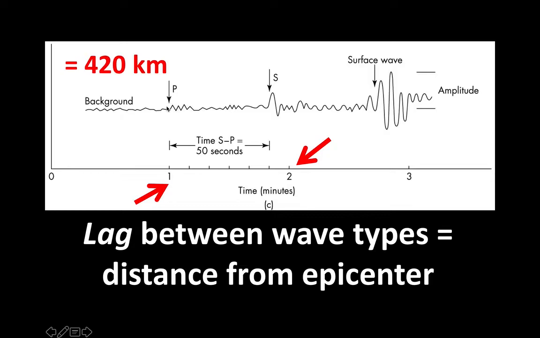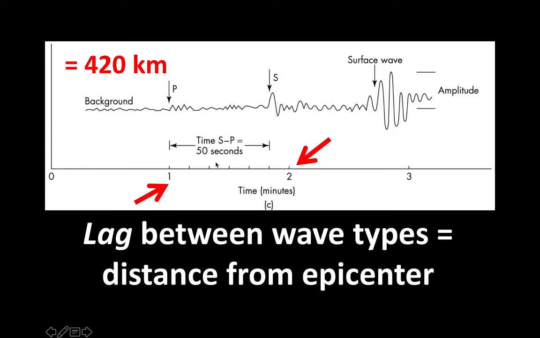So in this case, if there was a 50-second difference in arrival time, that means that the earthquake had to have occurred 420 kilometers away. Because these things have given, constant velocities, to have a 50-second difference, they will have had to have traveled 420 kilometers. If they've been traveling for, say, 500 kilometers, they would come in maybe at 58 seconds difference, et cetera.